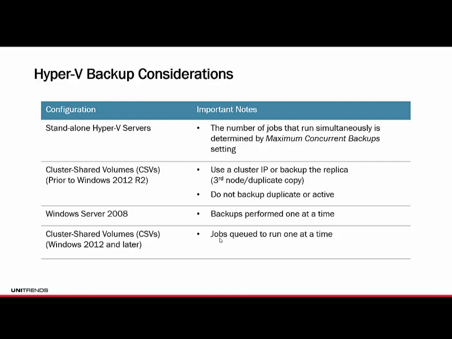I could queue up 10, have 10 concurrent connections. Those could be the only 10 in the group, but it's going to go through each one of those guests one at a time. If I have cluster shared volume CSVs, Windows 2012 and later or prior to that, it's going to only queue them one at a time.